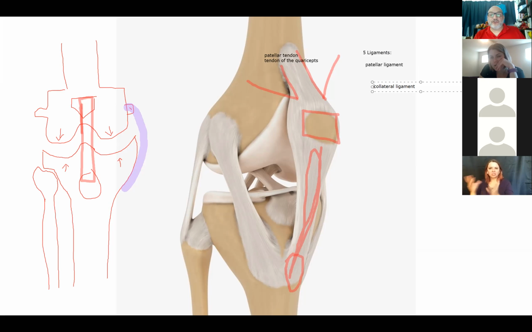Now, notice there are two sides to this, so we do want to distinguish it. This one is not on the fibula side, so it is called the medial collateral ligament. Or because it attaches the femur to the tibia, it is often referred to as the tibial collateral ligament as well. So both of those would be acceptable names for that structure. We can either call it the medial collateral or the tibial collateral ligament on that side.